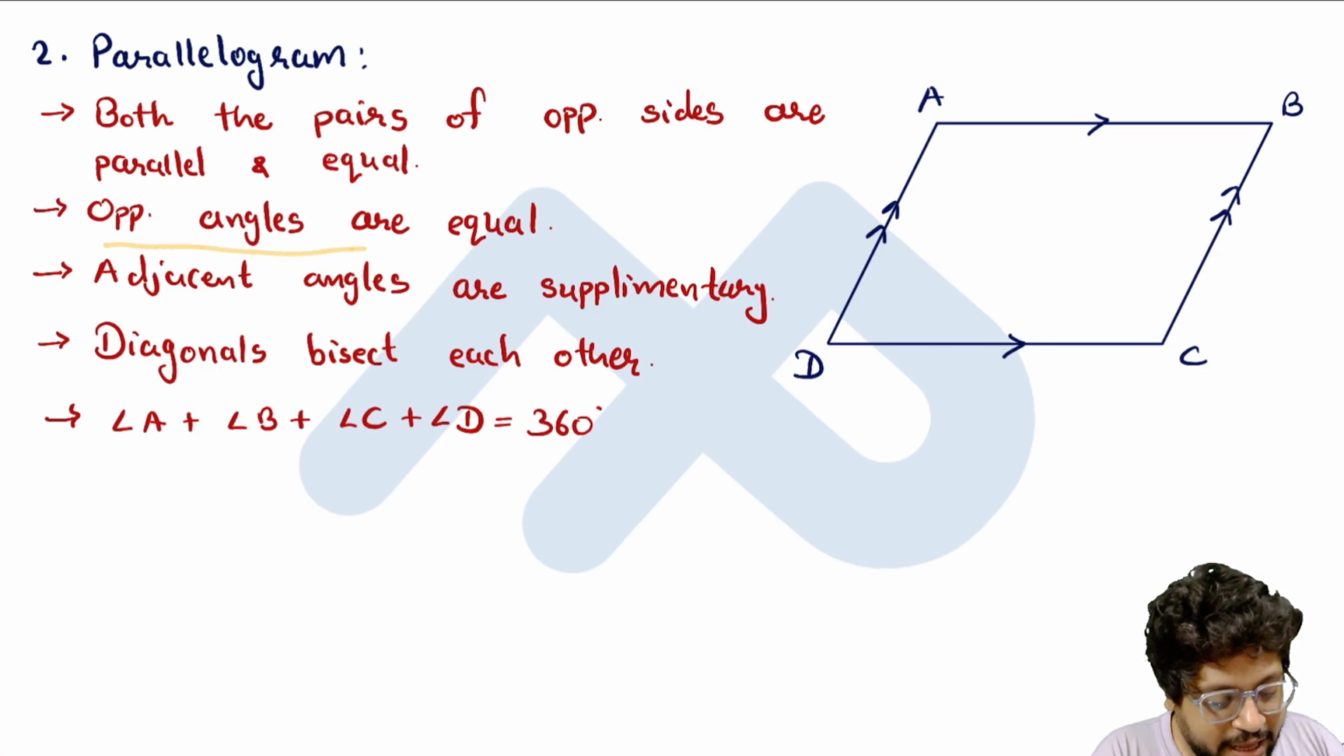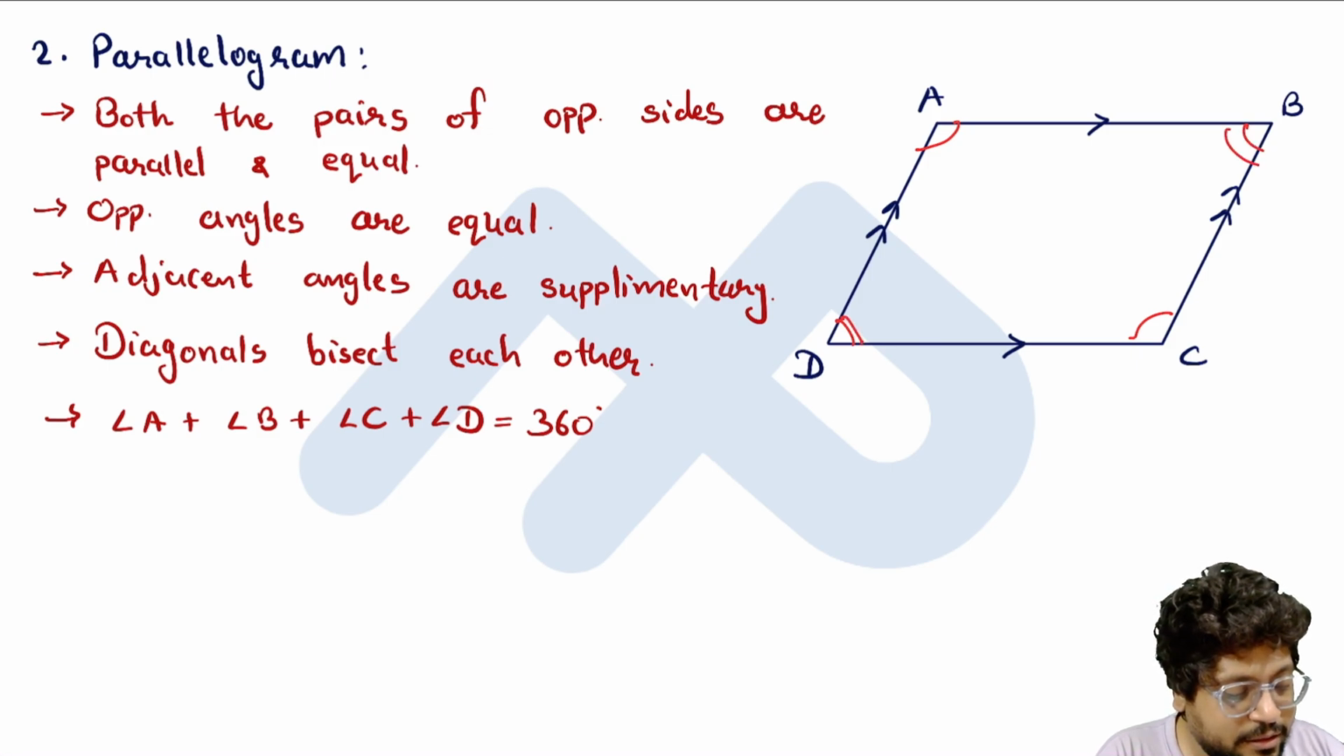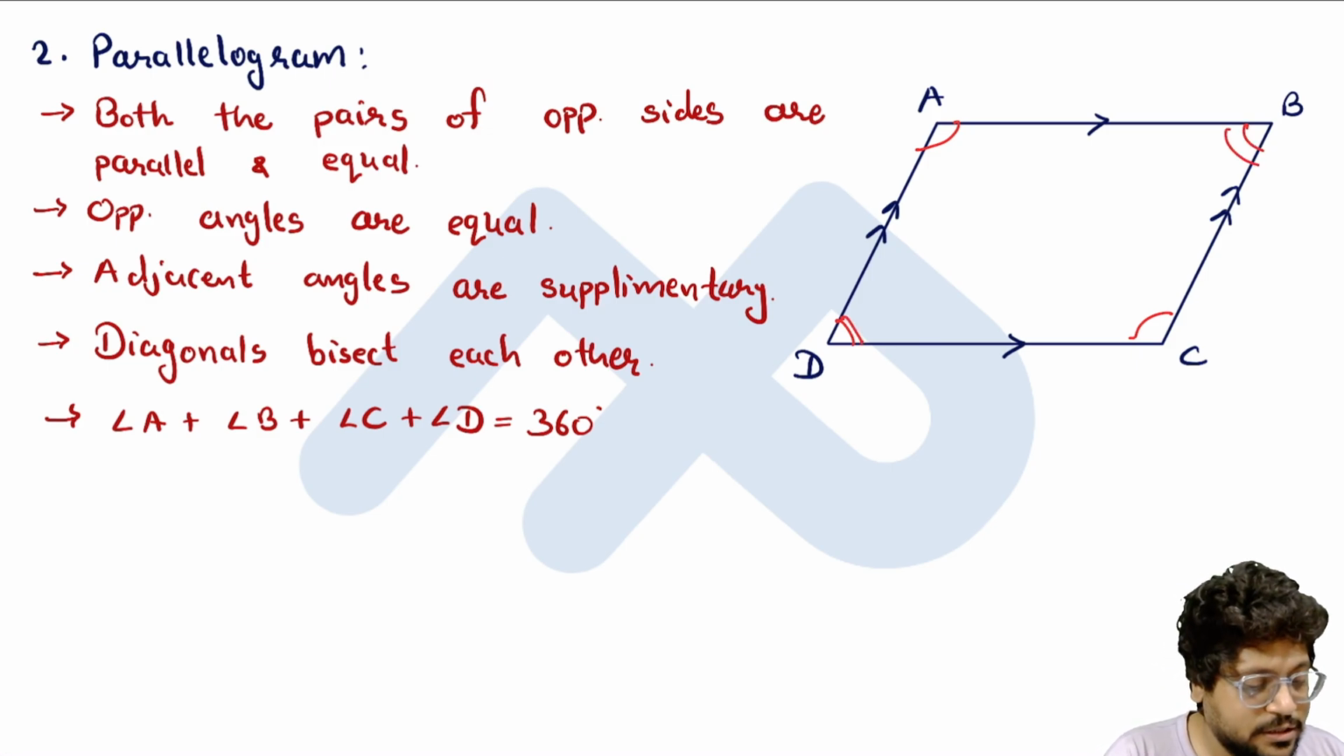Then the opposite angles are also equal. Opposite angles are also equal. So if I say the angle A and angle C both are equal, as well as angle D and angle B, they are also equal to each other. So opposite angles are equal here.